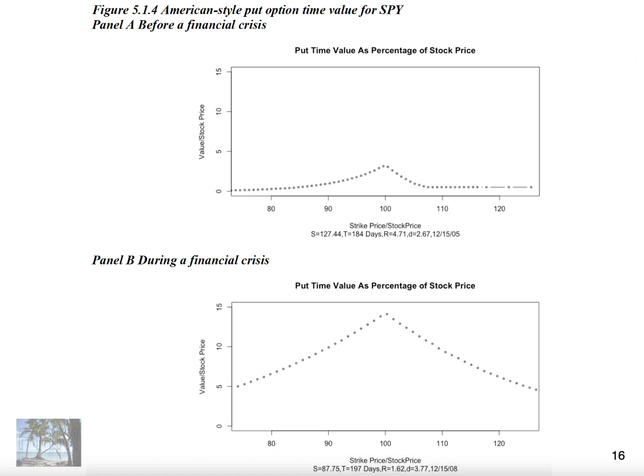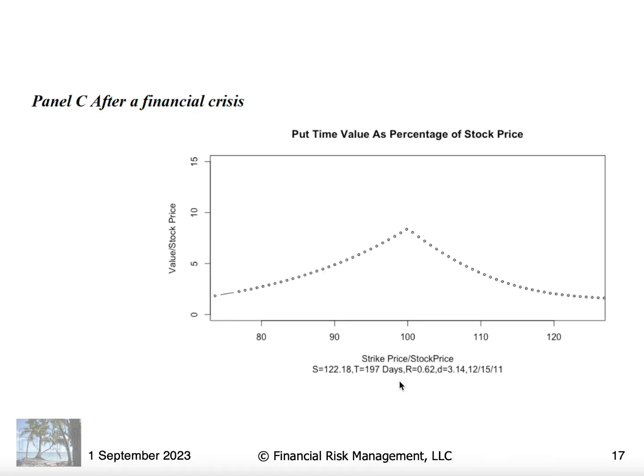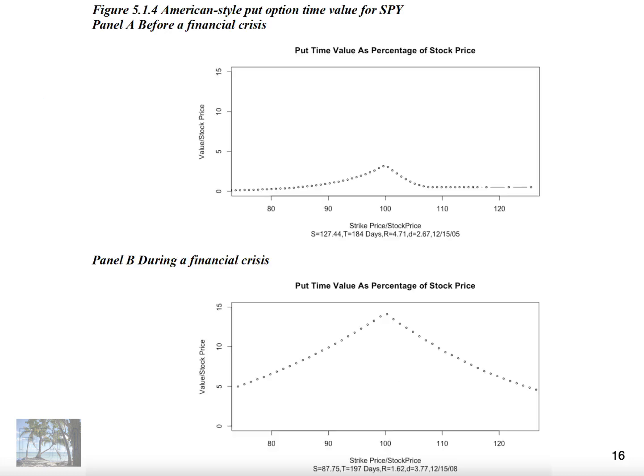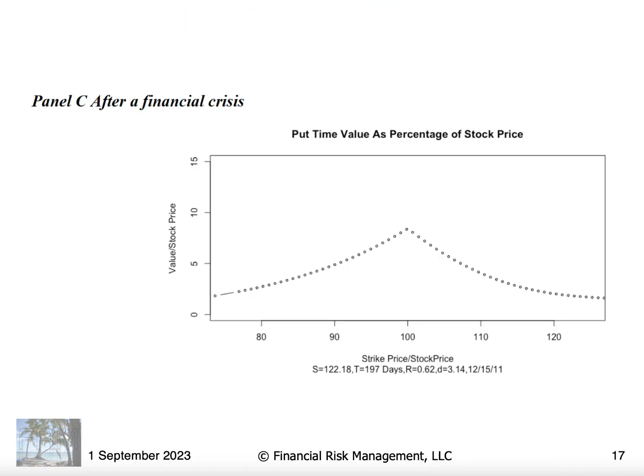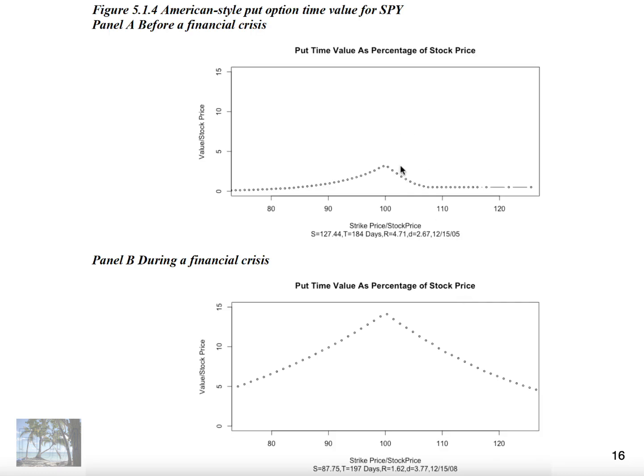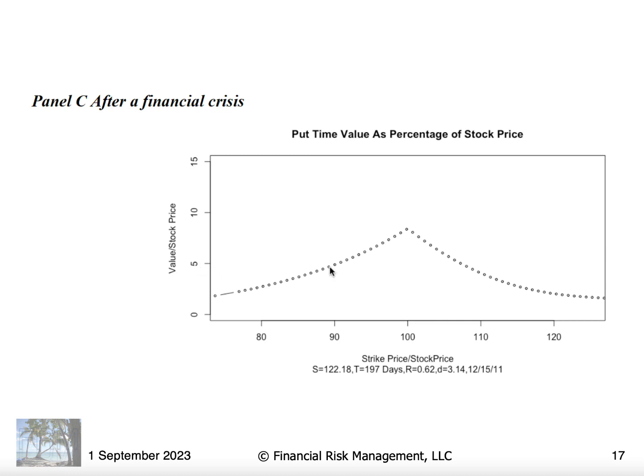And so before the financial crisis, if you'll notice, there's more value here with lower strike prices than higher strike prices. During the financial crisis, time value is significantly higher. The asymmetry is less clear. And then after the financial crisis, the pattern is actually still quite high compared to before the crisis. You see the peak is below $5.